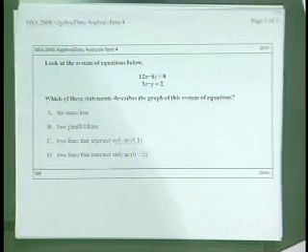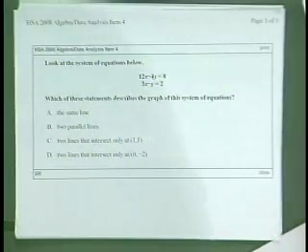Our first problem says, look at the system of equations below. We have 12x minus 4y equals 8, and we have 3x minus y equals 2. The question says, which of these statements describes the graph of this system of equations? Are they the same line? Are they two parallel lines? Do we have two lines that intersect only at (1, 1)? Or are there two lines that intersect only at (0, -2)?